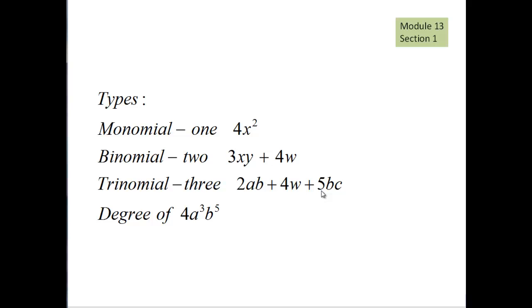Now, if it asks for a degree, if there's only one term, like this 4x squared, your degree is 2. But if there are multiple pieces, like a to the 3rd, b to the 5th, you combine these to get the degree of this monomial, or this term. We're going to add our power, so this has a degree of 8, because it's 5 and 3.